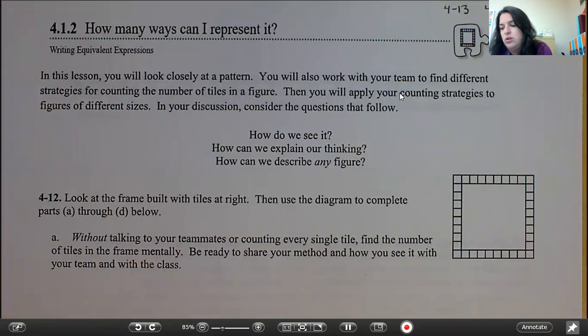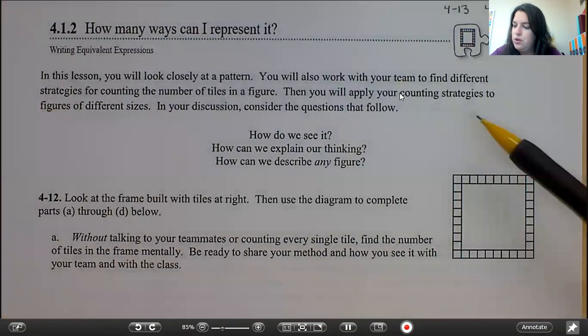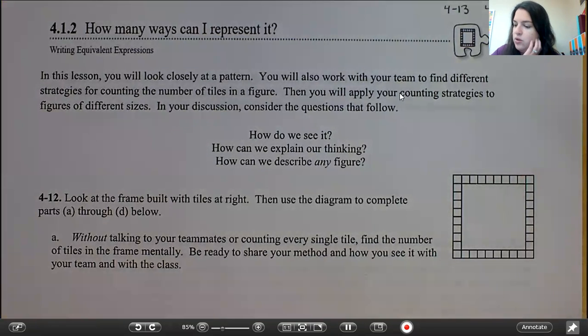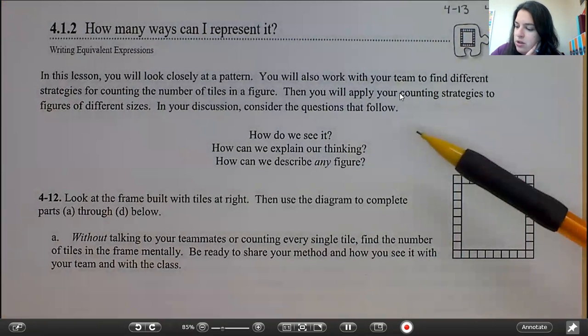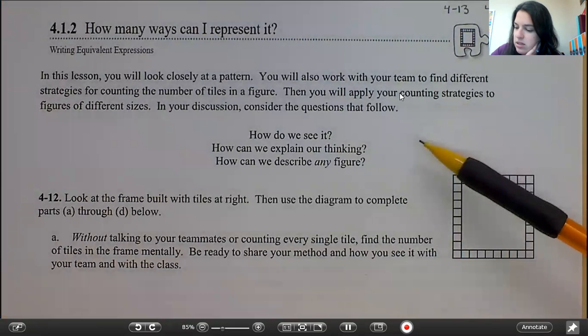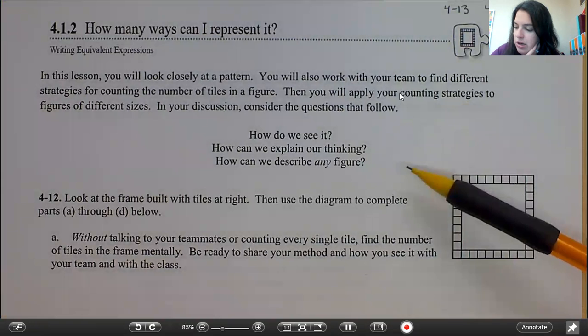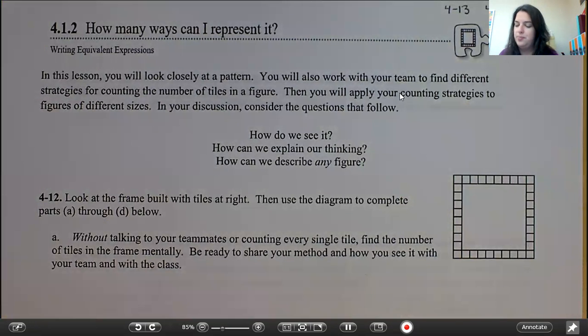In this lesson, you will look closely at a pattern. You will also work with your team to find different strategies for counting the number of tiles in the figure. Then you will apply your counting strategies to figures of different sizes. In your discussion, consider the questions that follow. How do we see it? How can we explain our thinking? And how can we describe any figure?